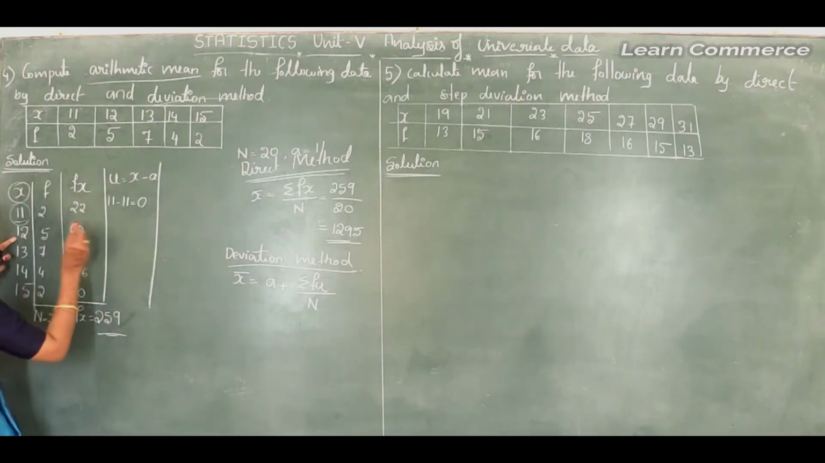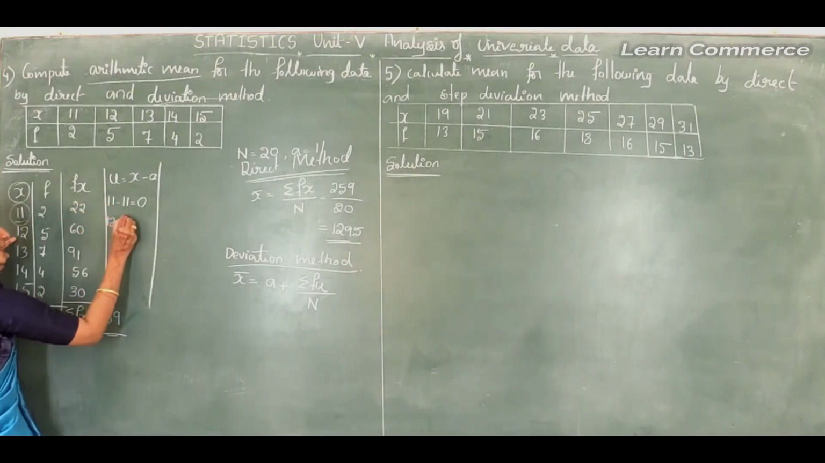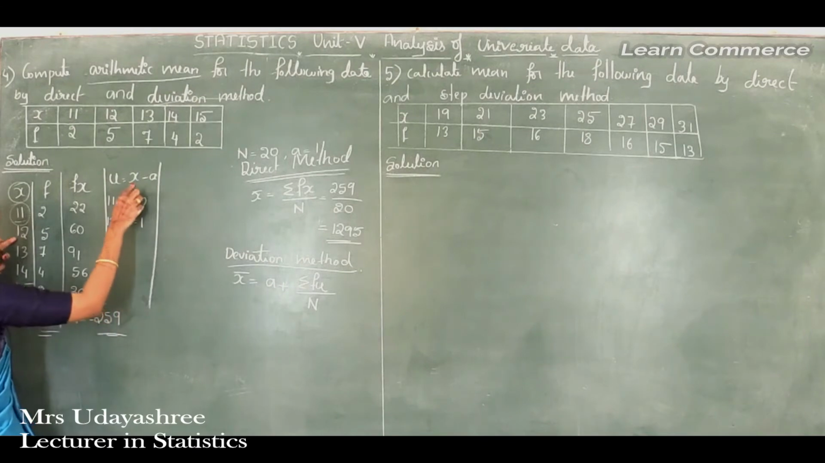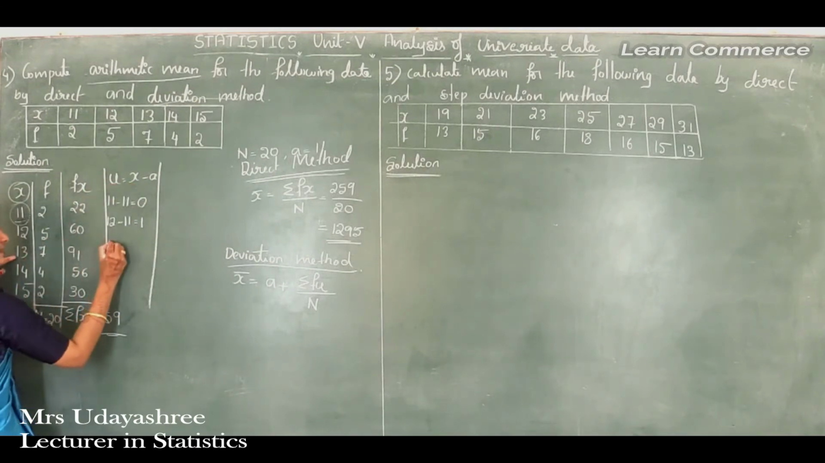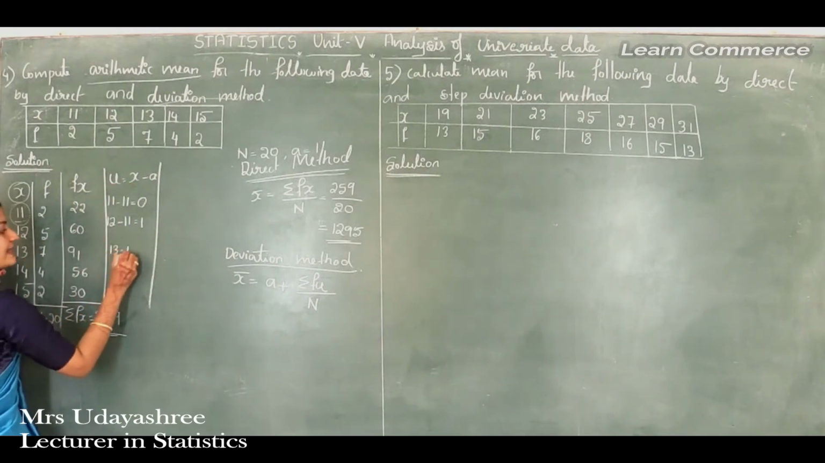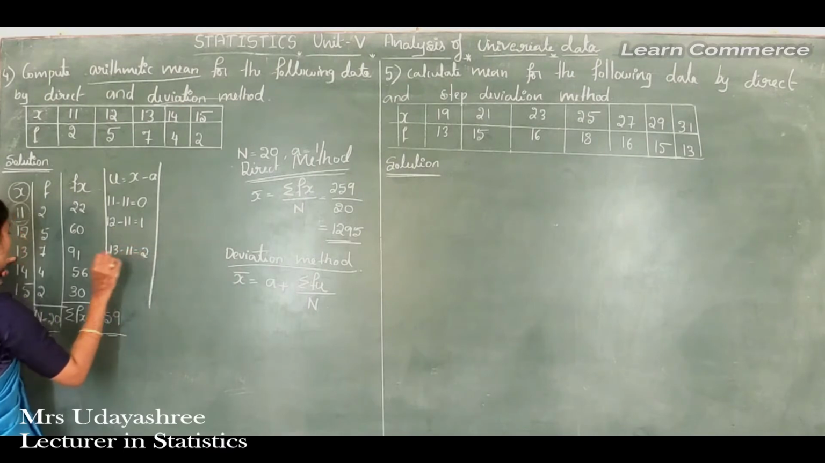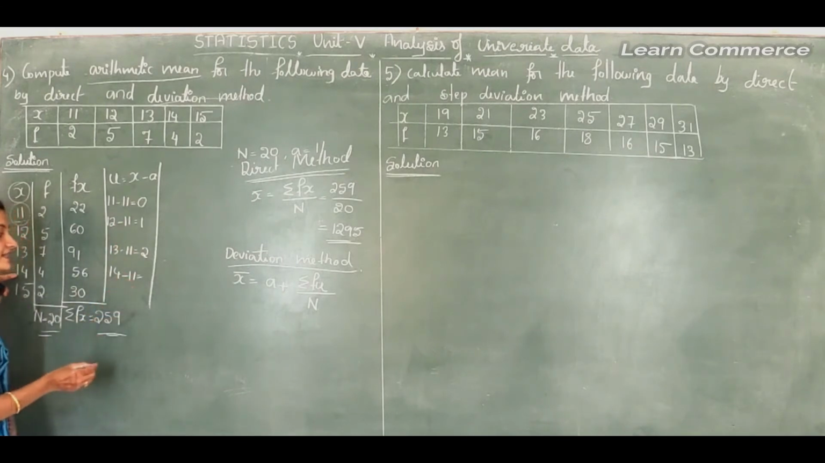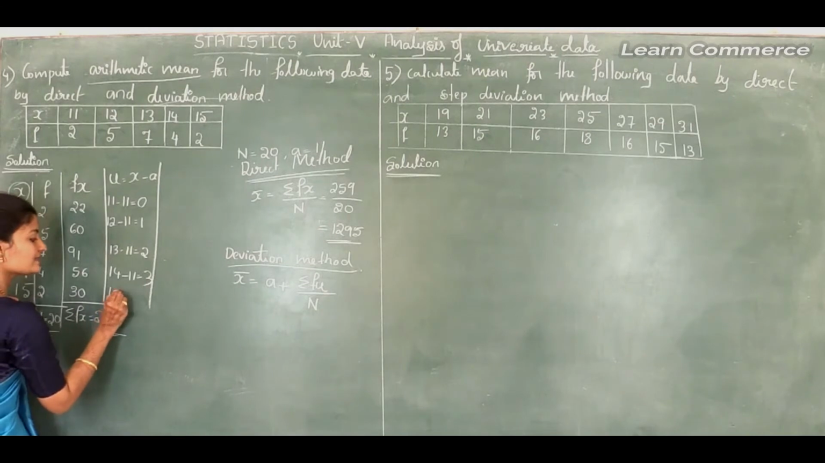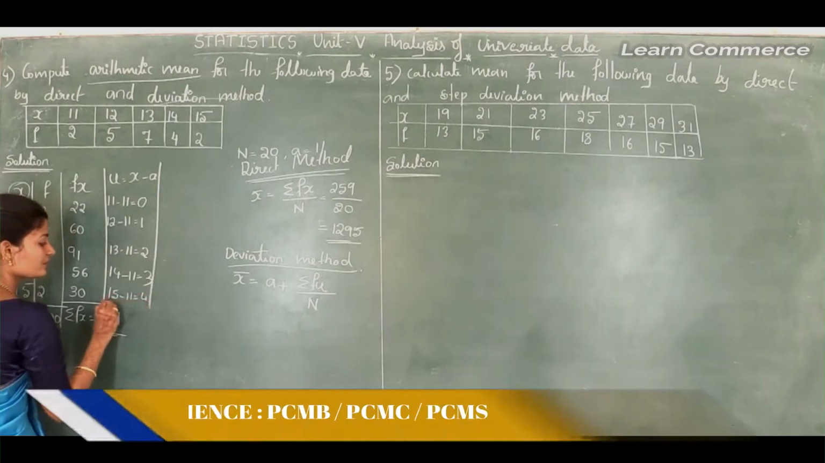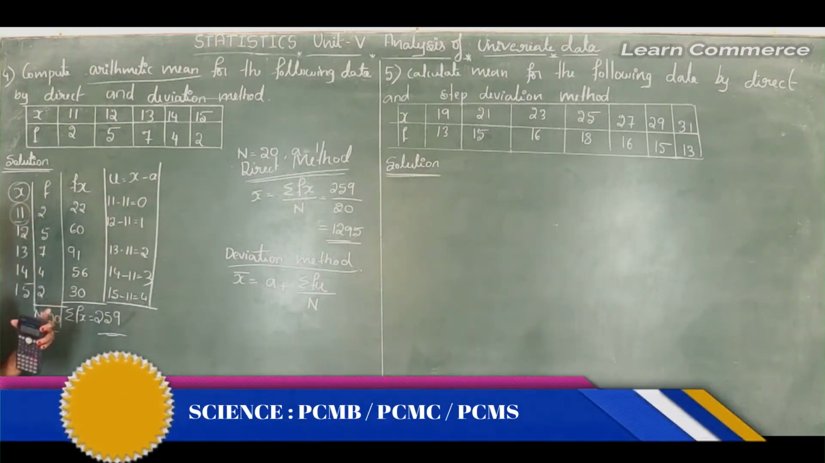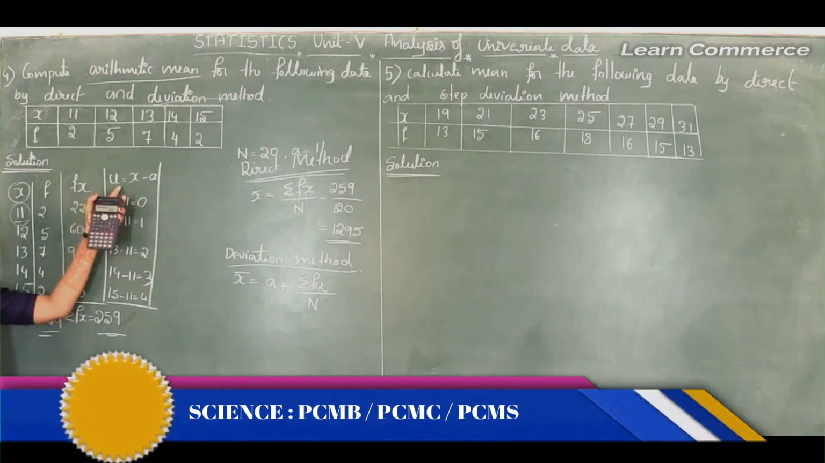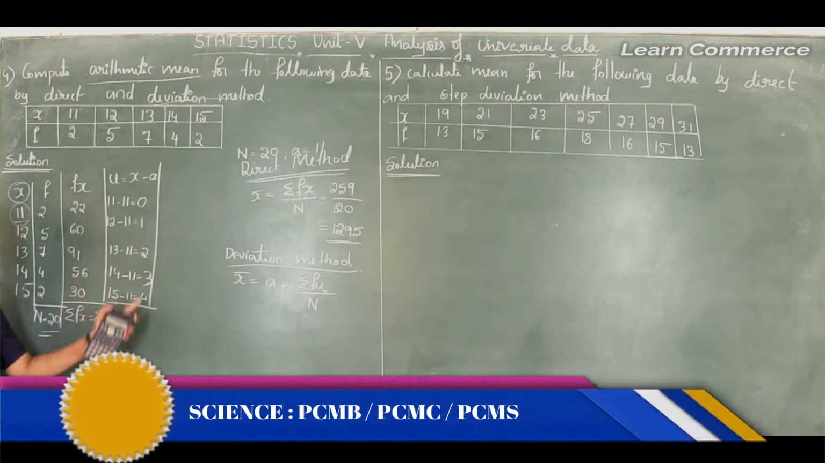Next x observation is 12. 12 minus 11 is 1. Next x observation is 13. So 13 minus 11 is 2. Next x observation is 14. 14 minus a, which is 11, right? So 14 minus 11 is 3. Next 15 minus 11 is 4. So here we got u is equal to x minus a, and here we got u observations.